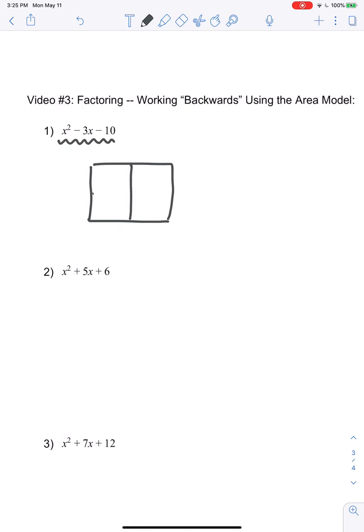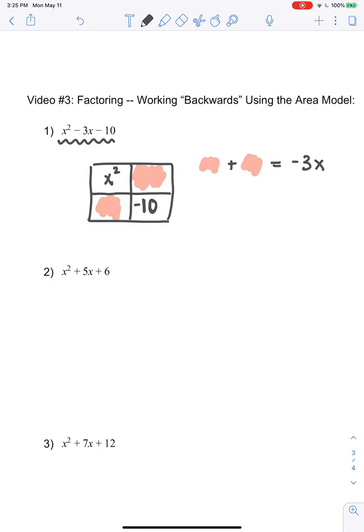So we're going to take our rectangle and split it up into 4 sections. We know that one of these sections has to equal x squared, and the other one has to equal 10. And then we know that these two, this plus the other one here, has to equal minus 3x. Actually, this is not just 10, this is negative 10, sorry.